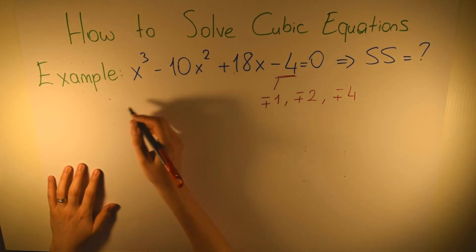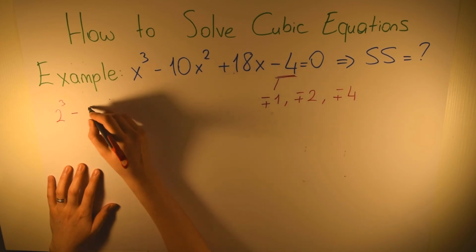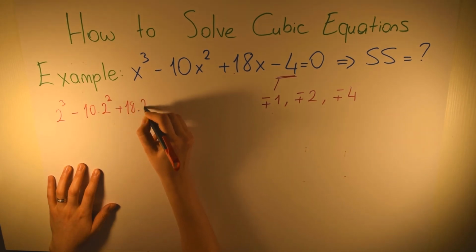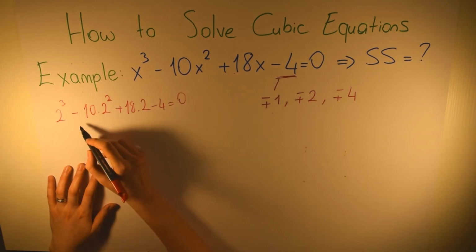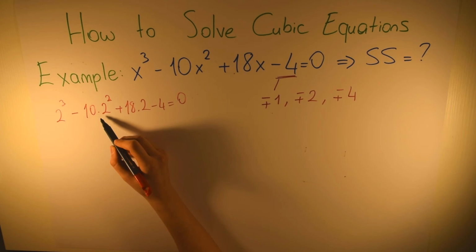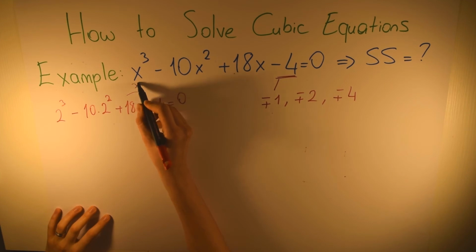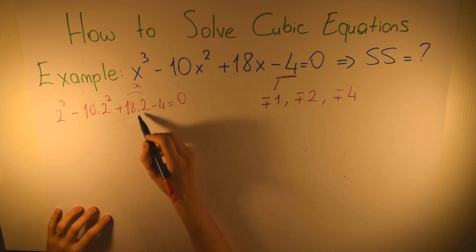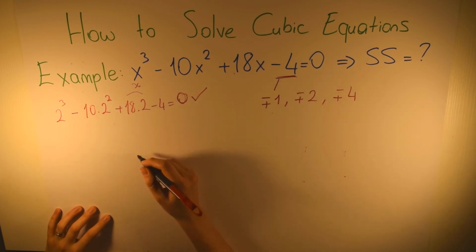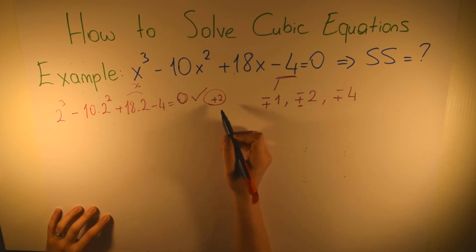Let's do that. Here we have x cubed, which is 2 cubed, minus 10 times 2 squared, plus 18 times 2, minus 4 is equal to 0. Let's see. This is 8. Here we have minus 40. It makes minus 32, plus 36, it's plus 4, and minus 4 is equal to 0. Okay, which means this plus 2 is one of the roots.